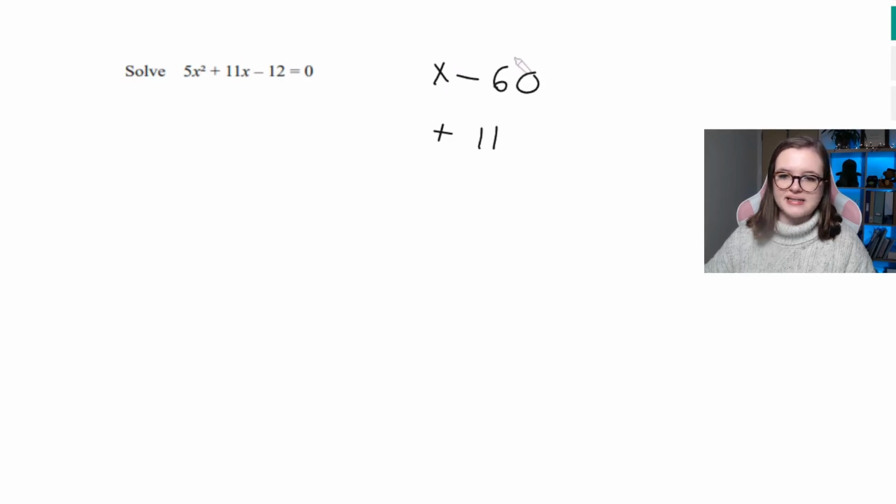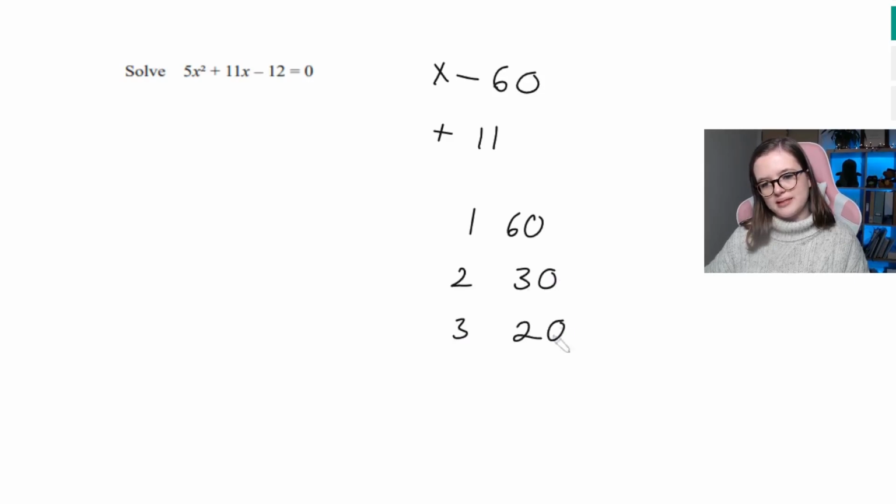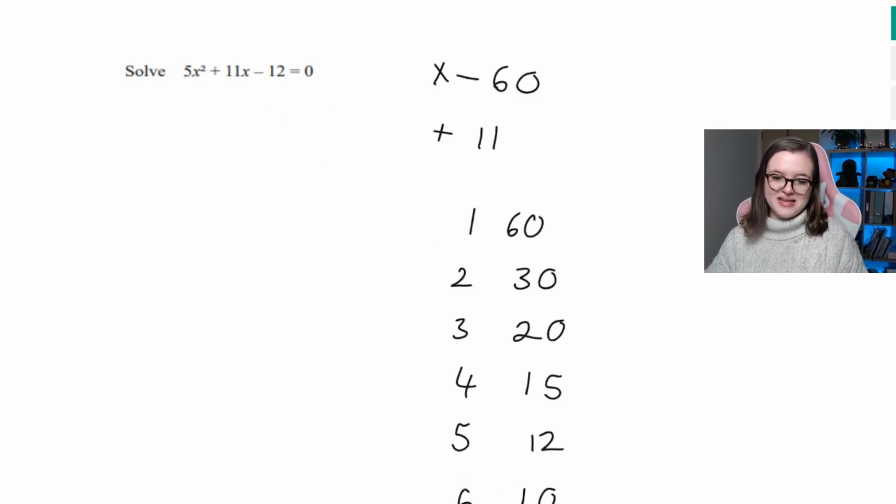Okay, then factors of minus 60 are going to be 1 and 60, 2 and 30, 3 and 20, 4 and 15, 5 and 12, oh yeah, obviously, and then we've got 6 and 10, and then 7 won't, 8 won't, 9 won't, so there we are, finished. So then which one of these is going to make 11? That is going to be this one right here, this 4 and 15.